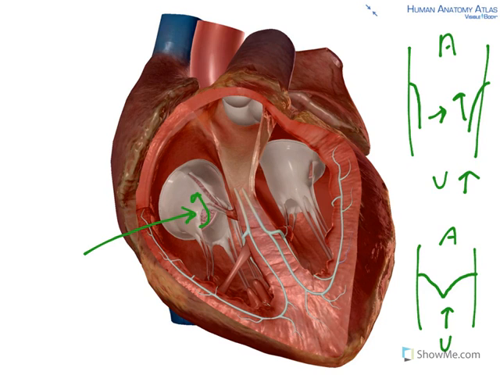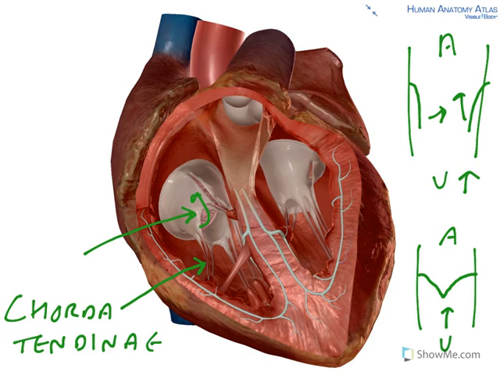Now you'll also notice that the edges of the valve leaflets are connected to these filaments. And these filaments are very, very important. They're called chorda tendinae. And actually these are the heartstrings that you might have read about in literature.